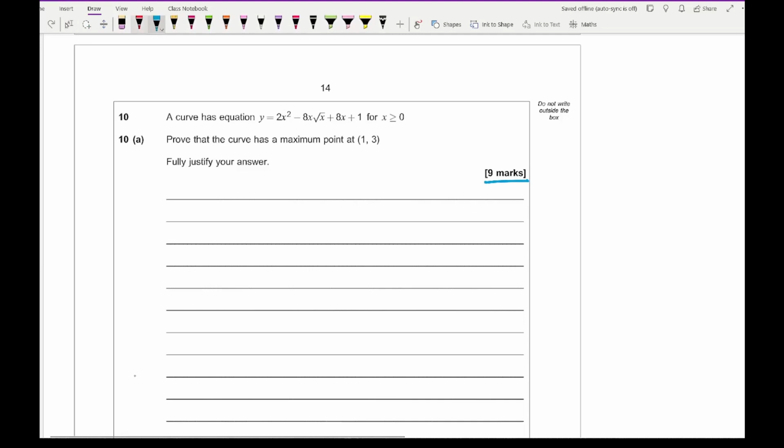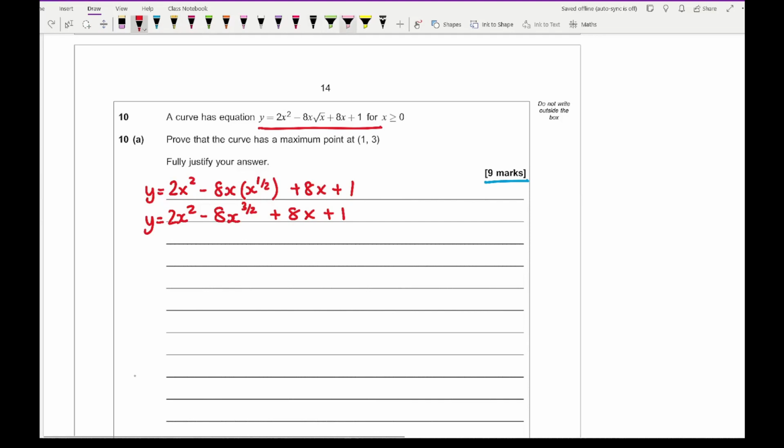So first things first, let's start by writing this and differentiating this equation. I've got y equals 2x squared, which is fine, but I want to write the next term in terms of indices. So that becomes minus 8x times x to the power of a half, plus 8x, which is fine, and plus 1, which is also fine. Simplifying, I get x times x to the power of a half, so that's minus 8x to the power of 3 over 2, plus 8x plus 1.